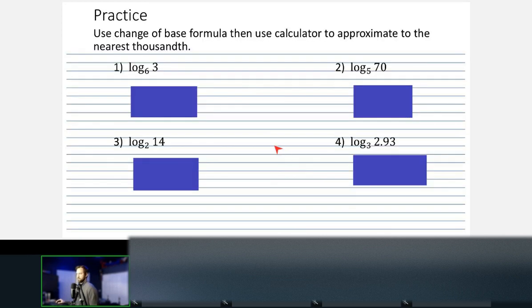All right, let's try number 1. Everyone, convert this into either common log or natural log. And then it says approximate to the nearest thousandth. So approximate to the nearest thousandth. Give me a green check when you finish the first one.